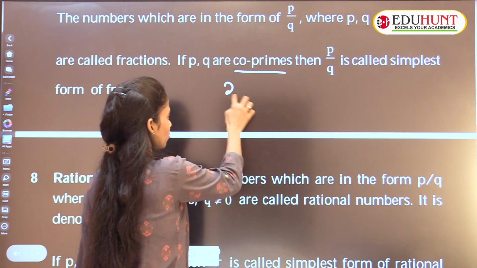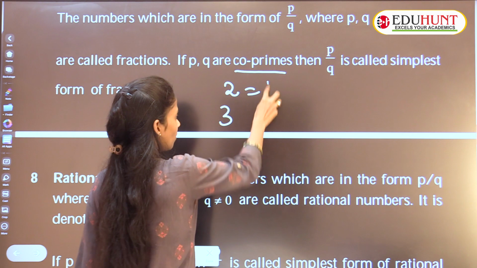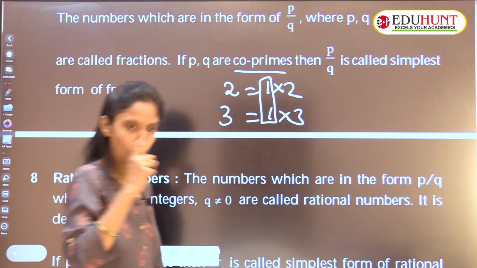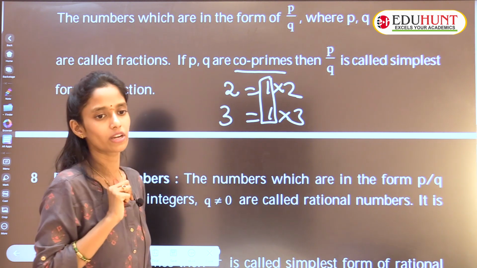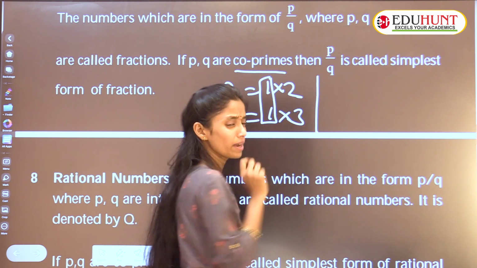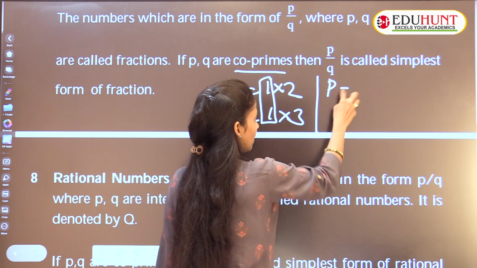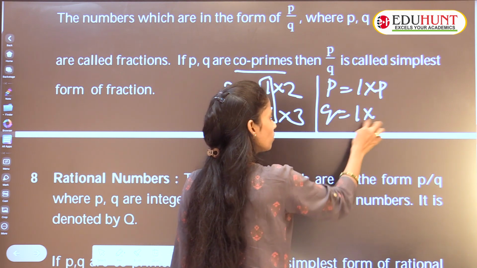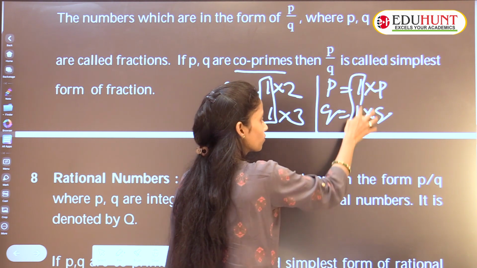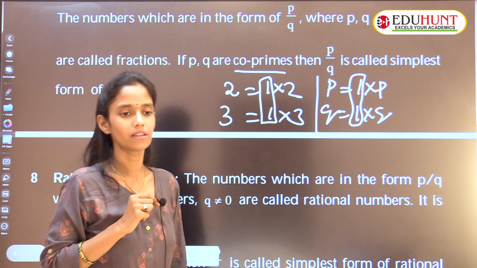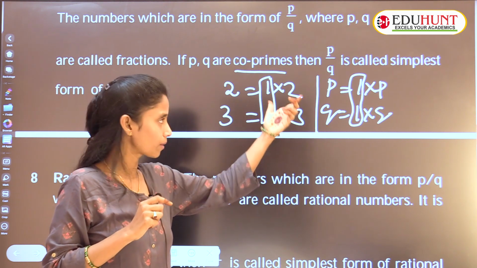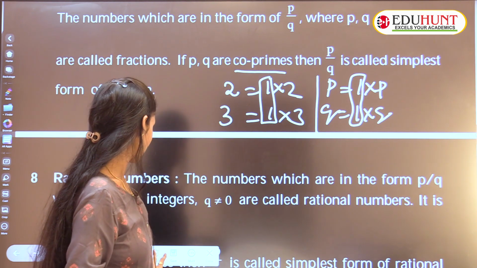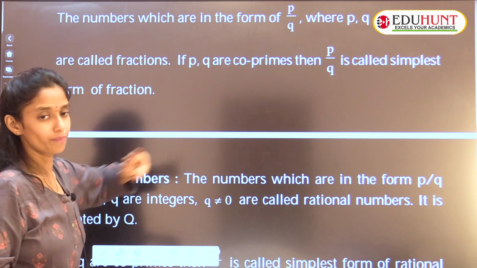I will show you, see. 2, 3. Write the factors. 1 twos are 2, 1 threes are 3. When both the numbers have only 1 as a common factor, then you can say they're co-prime. Now coming to that, ma'am, why is P by Q co-prime? I'll write the factors. P means 1 into P, P. Q means 1 into Q, Q. Here you see the common factor is 1. If you find only one common factor from both the numbers or variables, then it is called co-prime. That's why they said P by Q is co-prime and that is the simplest form.